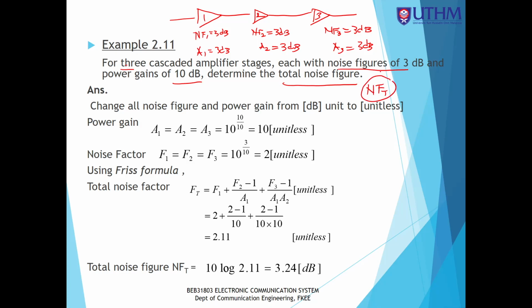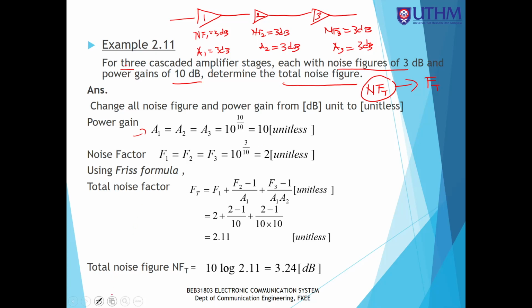In order to find NF total, first of all, you need to find F total. In order to find F total for a cascaded system, you need to use the Friis equation. Remember, for the Friis equation, we need to use unitless parameters, not decibels. So what we need to do is the anti-log for all the parameters. For example, in this example, do the anti-log for the gains.